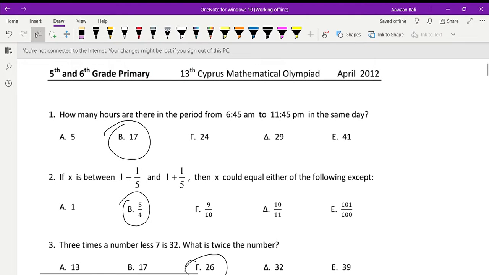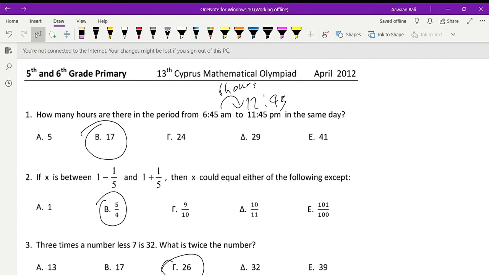How many hours are there in the period from 6:45 a.m. to 11:45 p.m. in the same day? So basically, since we know that the minutes are the same, we can directly find the answer, because that means it's only going to be a jump through hours. So from 6:45 a.m., 6 hours, you get 12:45. You get 12:45 p.m. And now, after that, it's PM.